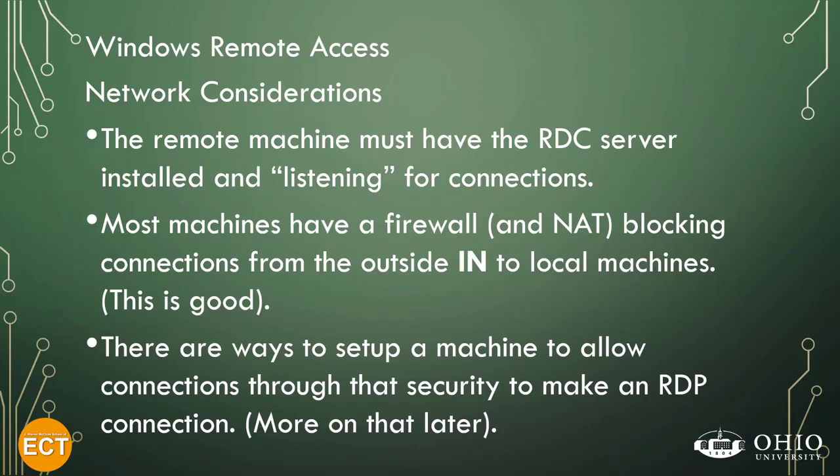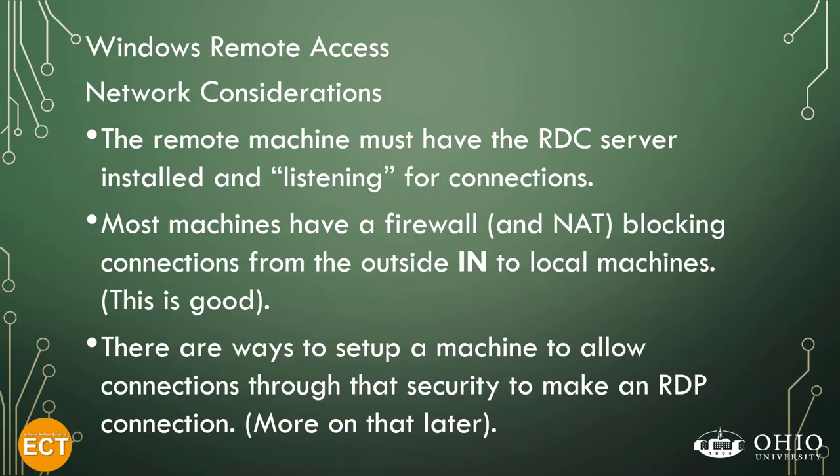Most machines at home and at work have a firewall and oftentimes a NAT blocking connections from the outside in to local machines, and that's generally really good. We don't want the outside world to be able to reach in and touch our workstations. There are some ways to set up machines, both in the firewalls and routers and NATs, to allow connections through that security to make an RDP connection.